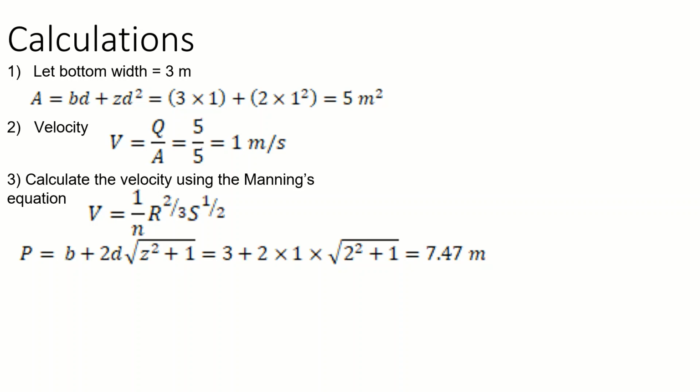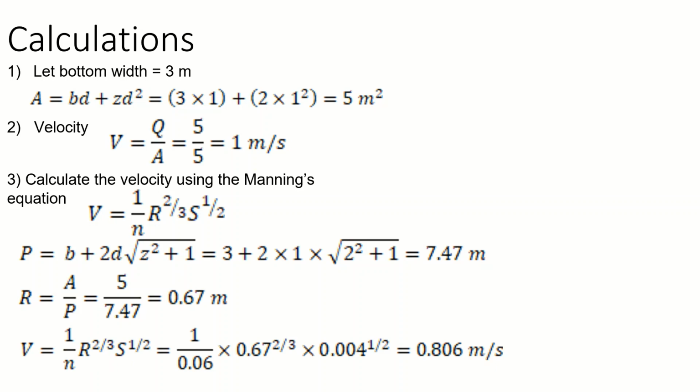B is equal to 3 plus 2 multiplied by depth, which is 1, multiplied by square root of Z squared plus 1. Side slope is given to us as 2 to 1, so 2 squared plus 1. I am getting wetted perimeter as 7.47 meters. Hydraulic radius is A divided by P, which is 5 by 7.47, which is equal to 0.67. So hydraulic radius also we have obtained.